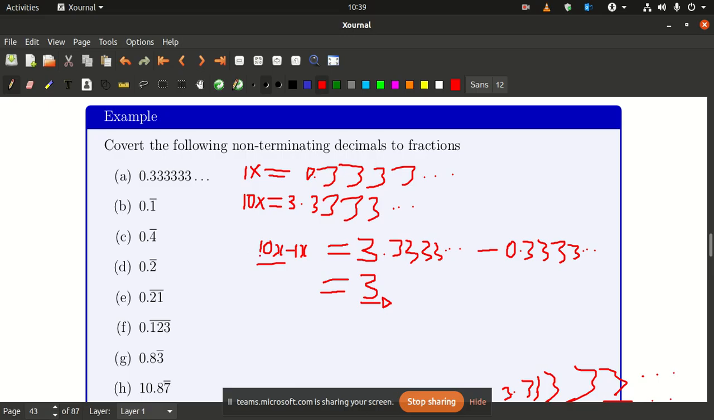What is 10 minus 1, guys? 9. So here we are actually having a 9x. 9x is equal to 3. And of course now we want to remove this 9 here and leave this x so that we can find what is actually x.